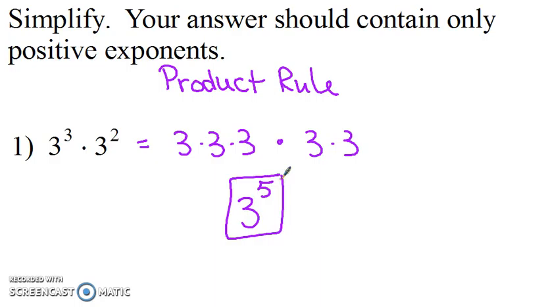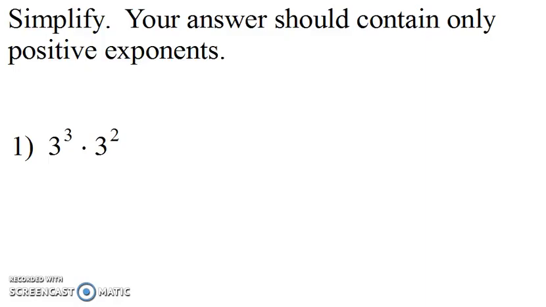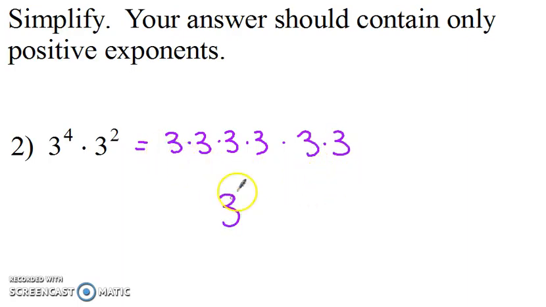Now technically the product rule says to add the exponents. You get the same answer if you do that. If you add 3 plus 2, you still get 5 and the base stays the same. If you can't remember the rule though, this is a perfectly acceptable way to do this problem. Alright, let's try this. So we have 3 4 times, and we have 3 twice. So all together we have 3 6 times.